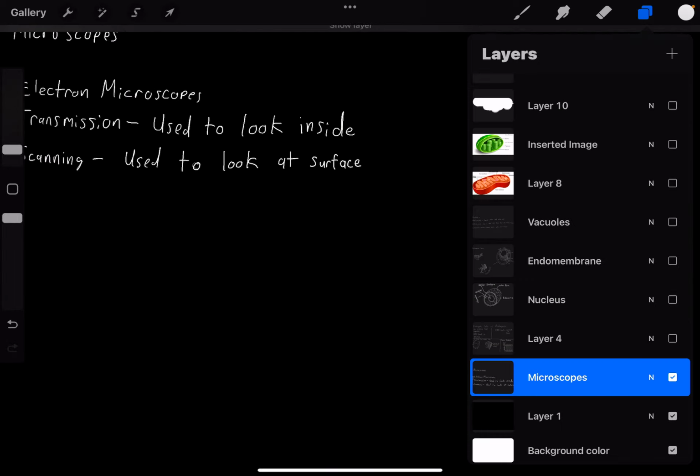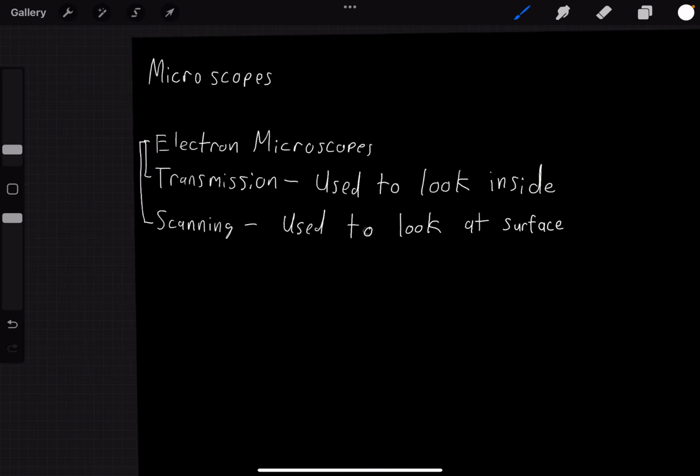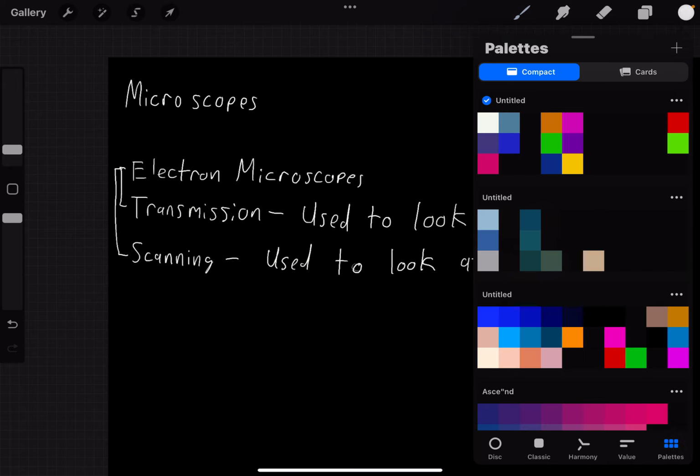This is going to be chapter 6 review. There's a lot to go over, but we should be able to get through everything, hopefully in a timely manner. I got everything written down, so let's get started. The first things we talked about in chapter 6 were the microscopes.